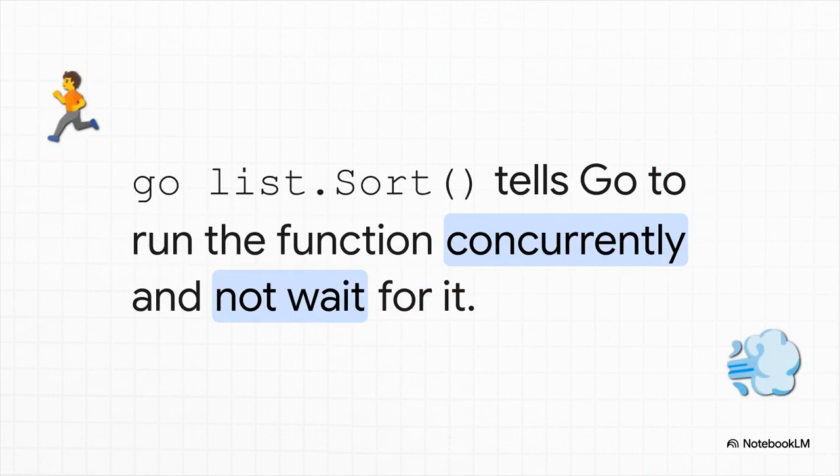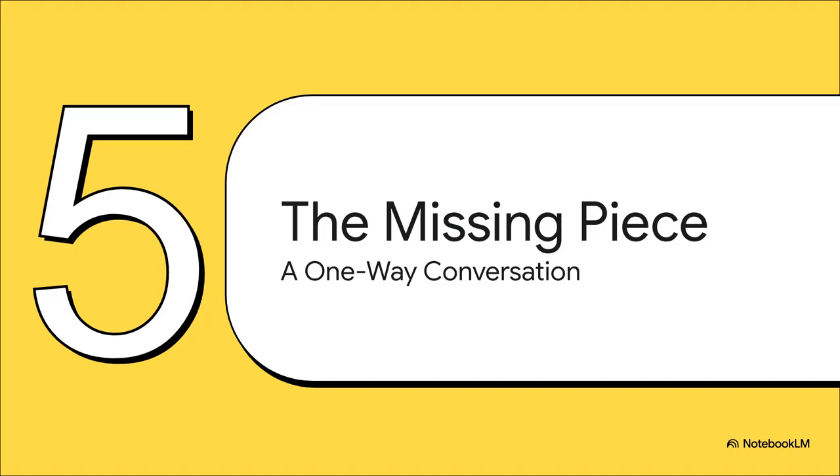And here's what that looks like in real life. You take basically any function, in this case we're sorting a list, and you just put the word Go right in front of it. Boom, you're done. You've just told Go, hey, run this sort function, but don't wait for it to finish. Start it up and immediately move on to the next line of code. For anyone who's used a Unix shell, it's a lot like putting an ampersand at the end of a command to run it in the background. It's that easy.